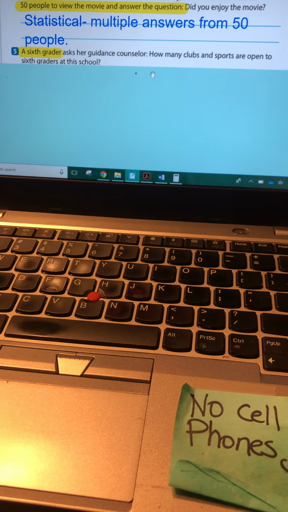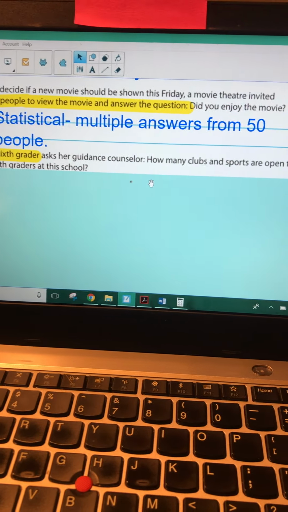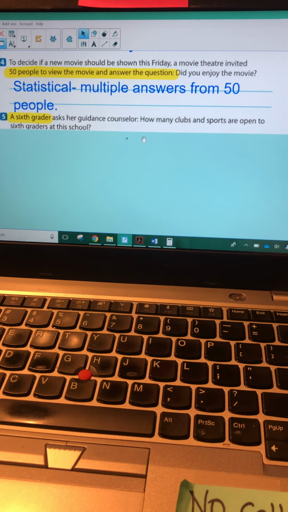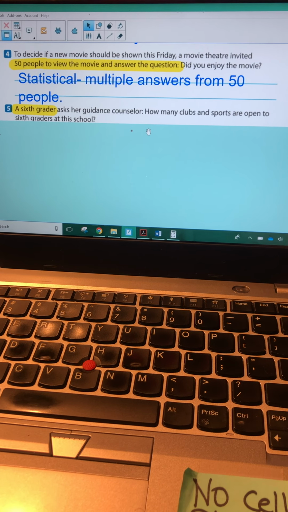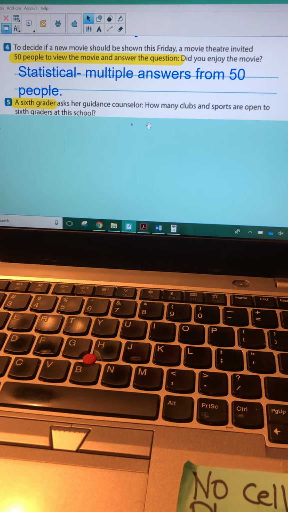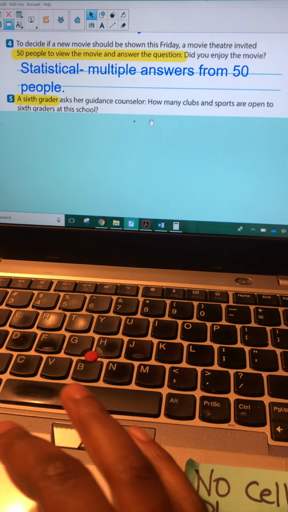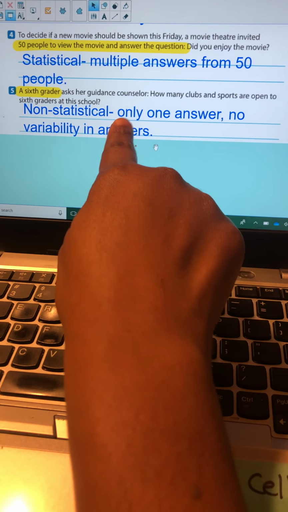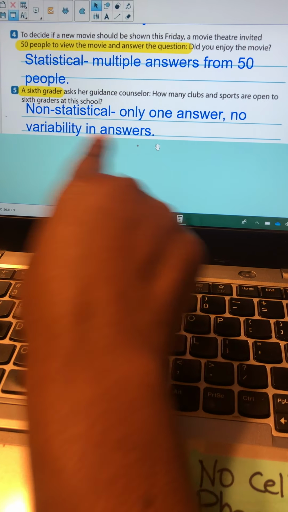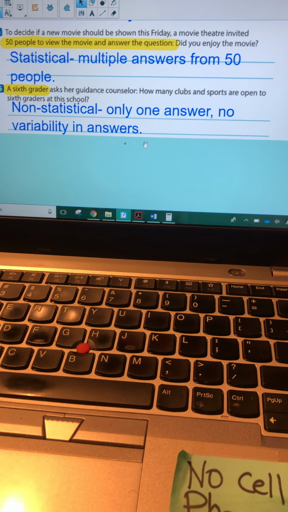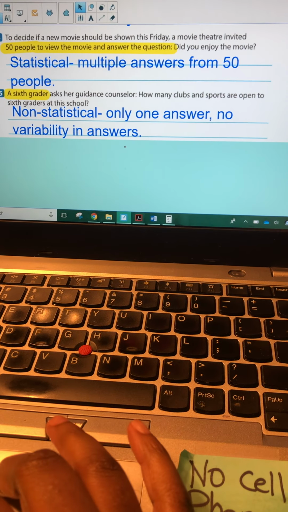We have number 5. It says a 6th grader asked her guidance counselor how many clubs and sports are open to 6th graders at this school. So one 6th grader asked one guidance counselor how many clubs and sports are open to 6th graders. How many answers will you get? If you said 1, you are correct, okay? So that makes that non-statistical. You will only get one answer. There's no variability in the answers. Okay, one answer, non-statistical. Okay, now let's take a look down at number 6.